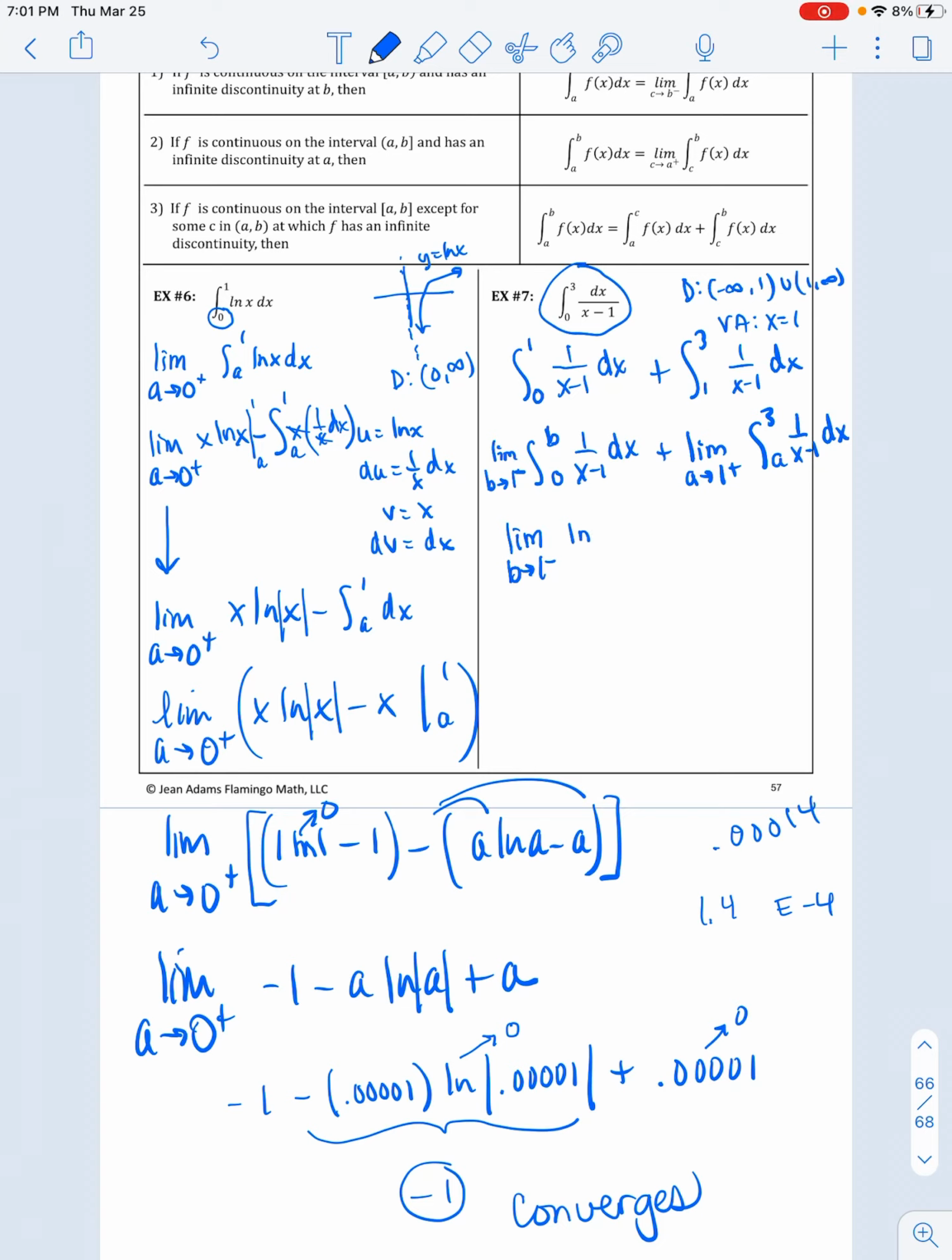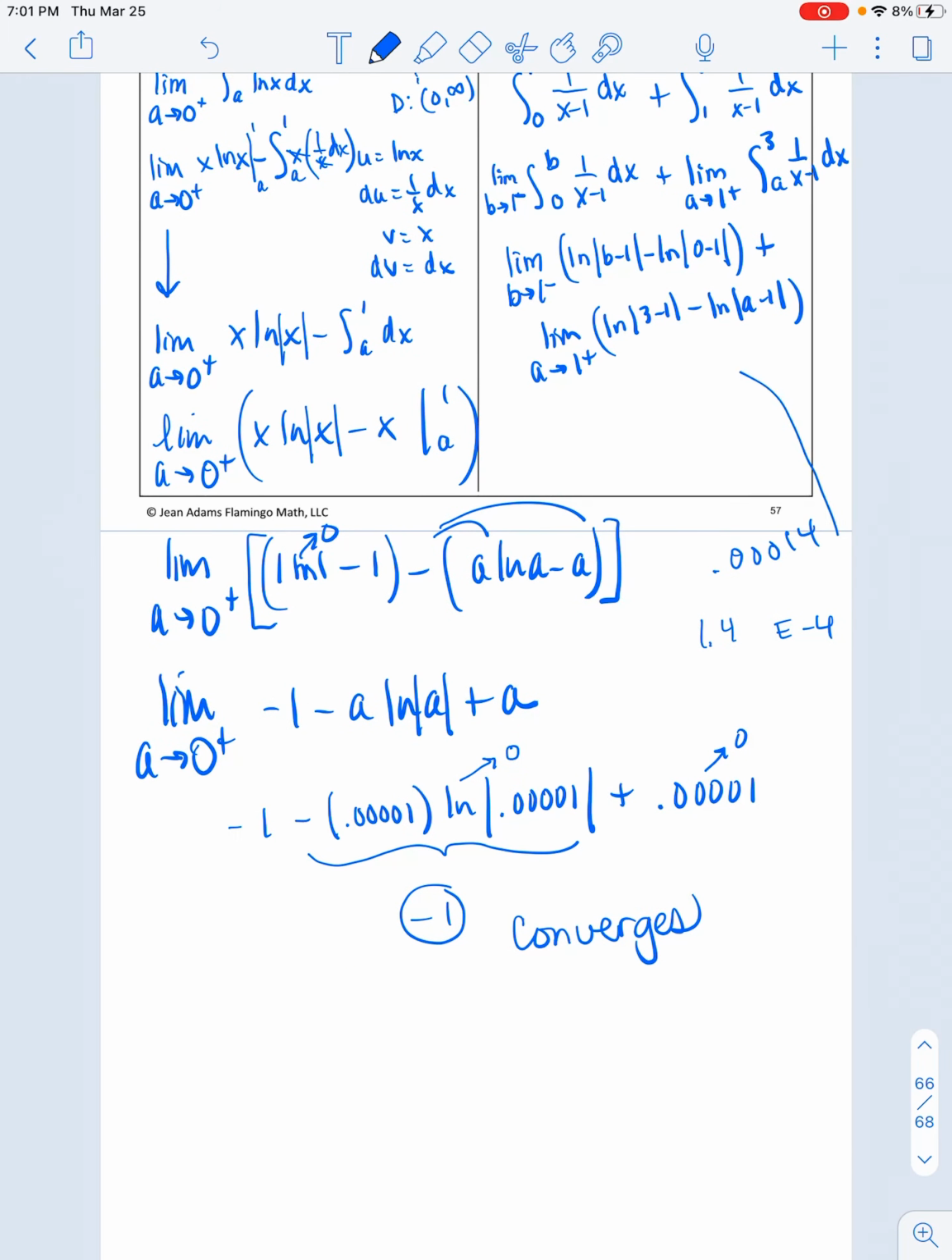Limit as b goes to 1 from the left. This is just going to be ln absolute value of b minus 1 minus ln absolute value of 0 minus 1. So there's that one, plus limit as a goes to 1 from the right. This one is going to be ln absolute value of 3 minus 1 minus ln absolute value of a minus 1. So you'll be taking that limit. And I think I'm going to move down here because I'm running out of space there.